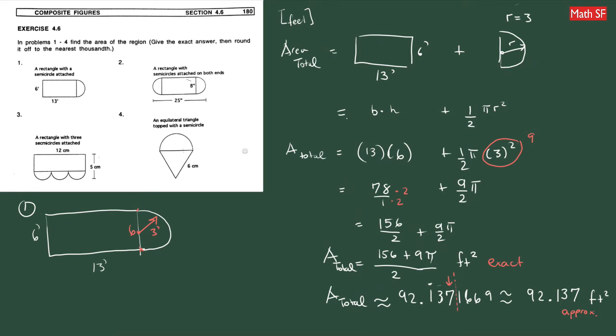Like number 2, you'll have to decompose that the same way. Number 2, you have to decompose, as well as number 4. Let's try number 4. So here we have an equilateral triangle topped with a semicircle. Let me just decompose this. Since we have it here, you have an equilateral triangle with a semicircle.